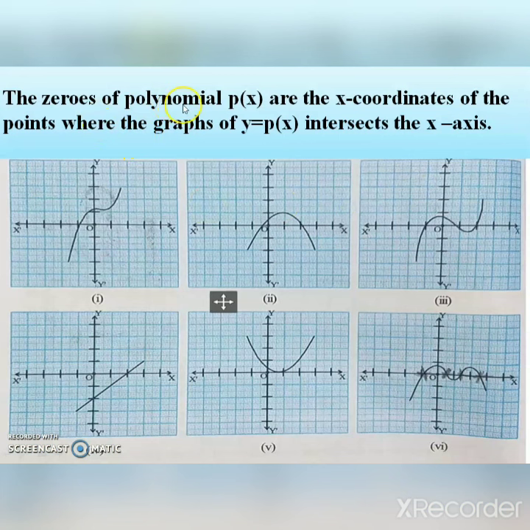Now in this, if I have a graph, then how to know what the zeros of the polynomial are from the graph? Always, if the equation is in terms of x, that is y is equals to p of x.